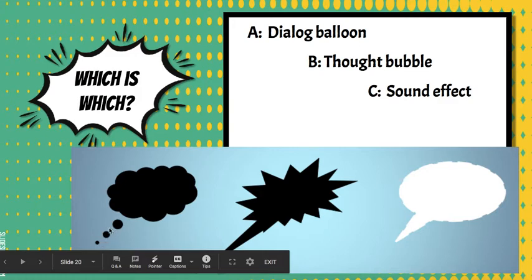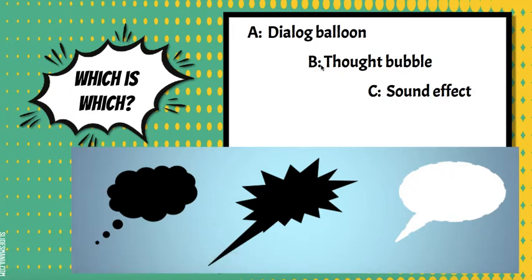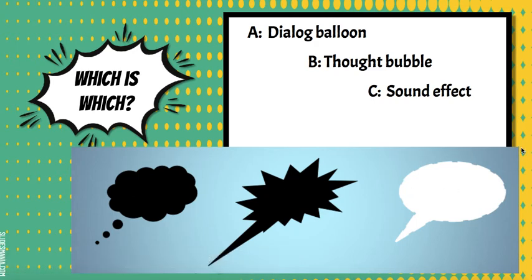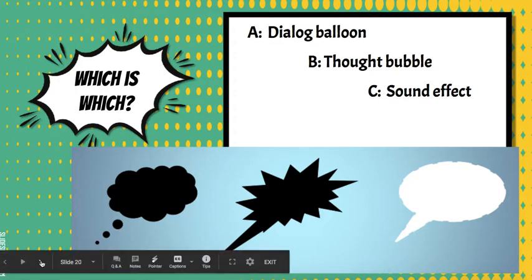All right, now's your turn to identify what is what. This thing here with the bubbles going up to it, what is this? What is this spiky thing, and what is this round one? Our choices are A would be dialogue balloon, B is the thought bubble, and C is the sound effect. So in here, on the next page, you're going to see me label the correct ones. Think about what you need, and let's see if you're right. B is the thought bubble right here. The spiky one is C, a sound effect, and the round one is the dialogue balloon.